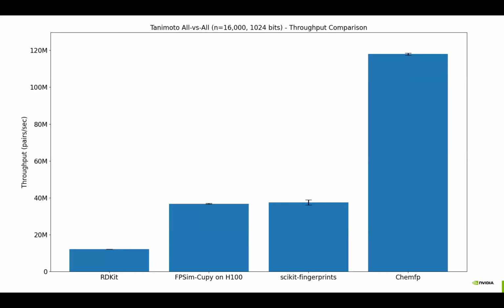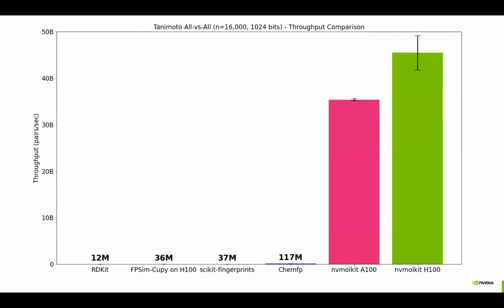And then ChemFP, Andrew, the person who tracked down the Tanimoto similarity references, is the author, I believe. And it seems to be the state of the art on the CPU with a throughput of over 100 million pairs per second, which roughly matches what's self-reported on their website. So we were able to achieve some pretty great results here.